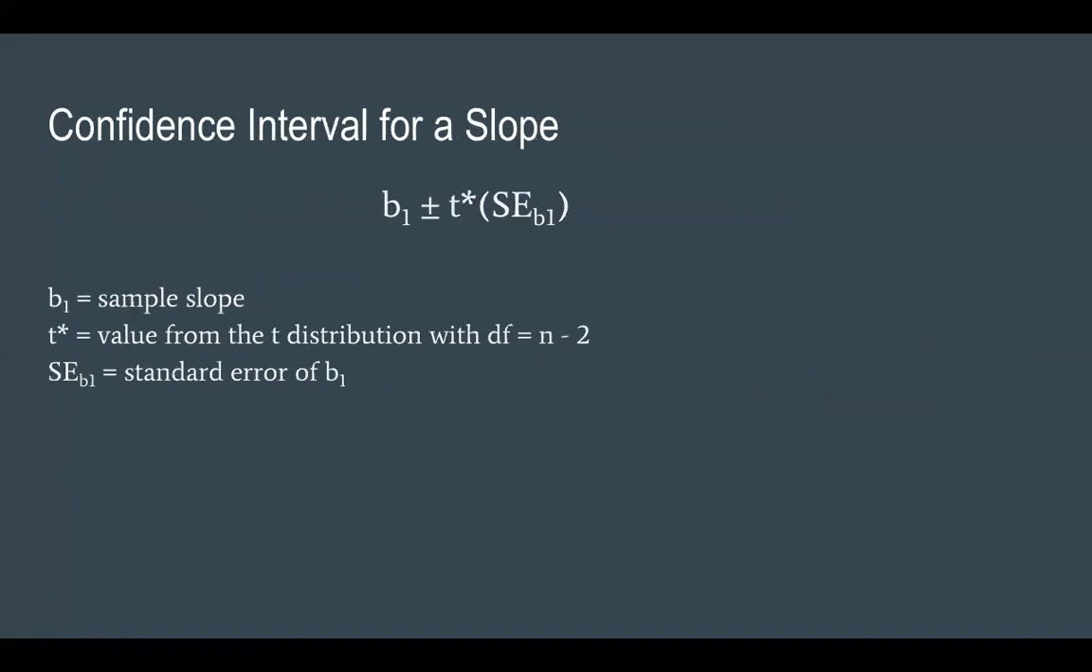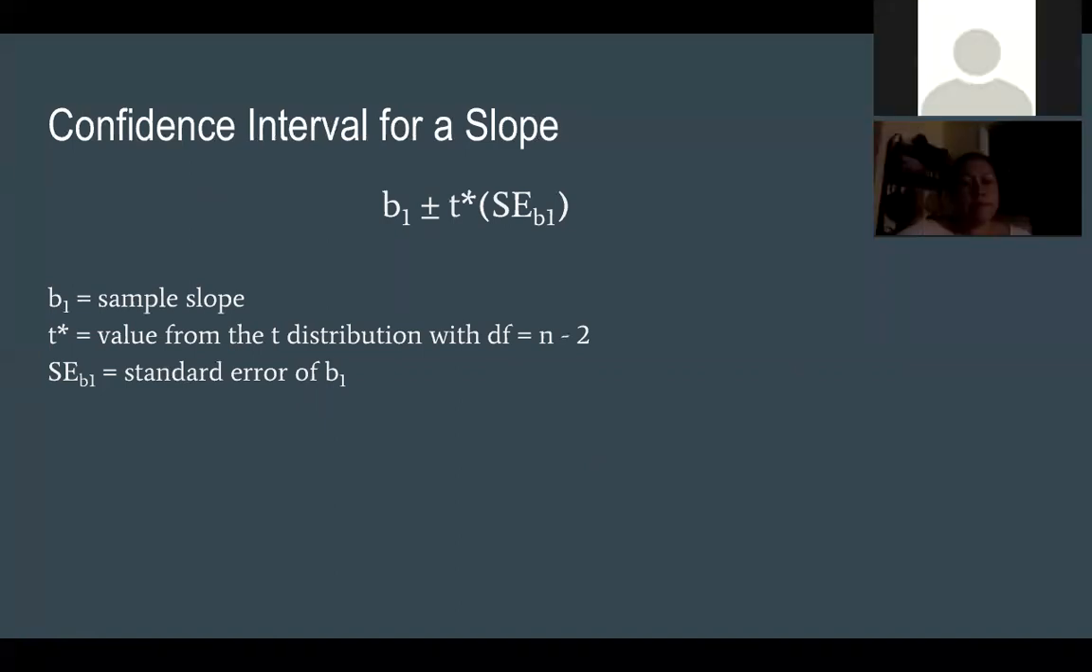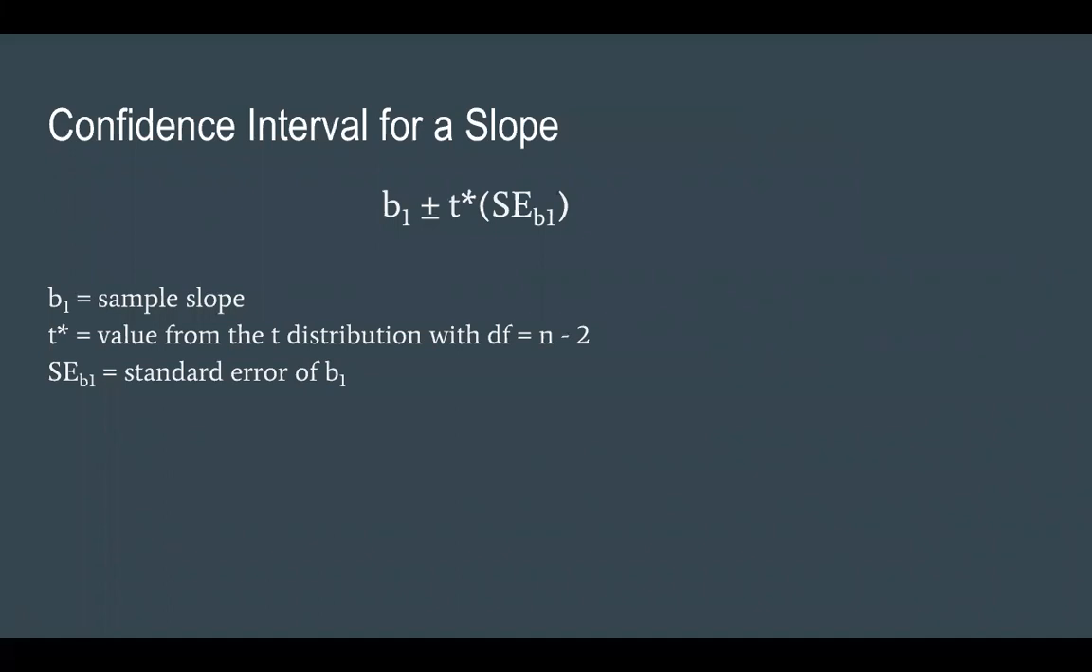The confidence interval for a slope we can calculate by taking our sample slope, which takes the place of the sample statistic you usually have there. So it's the sample slope plus or minus t star, which is the value from the t distribution. For this t distribution, we have degrees of freedom equal to n - 2. Then you multiply that by your standard error, which is the standard error of your sample slope.